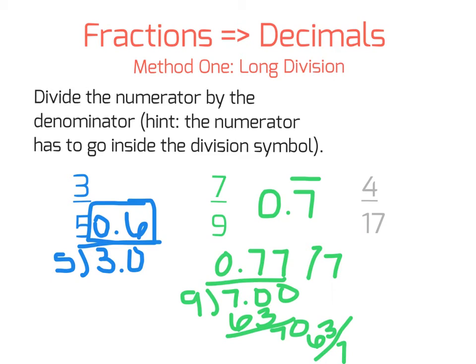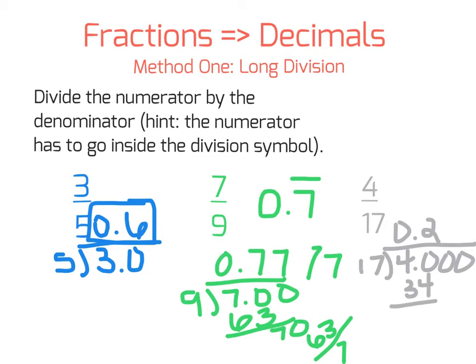Okay, now we have 4/17. So 4 divided by 17. We might need a couple extra zeros here. Now, how many times does 17 go into 40? Well, it goes in twice. That makes it 34. And we subtract and we get 6. Bring down the 0. And that goes in 3 times.